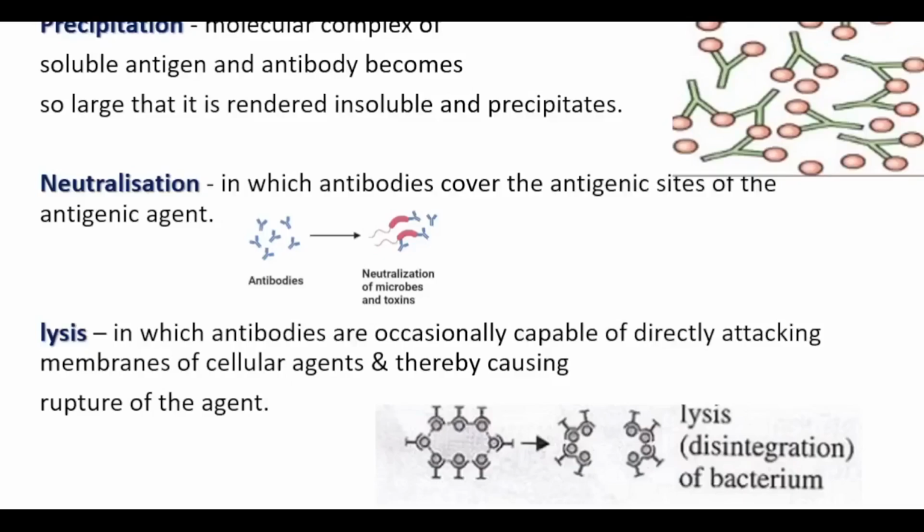So that is precipitation. Then neutralization. Neutralization is a process in which antibodies cover the antigenic sites of the antigenic agent. So again this antigen cannot act on your body.